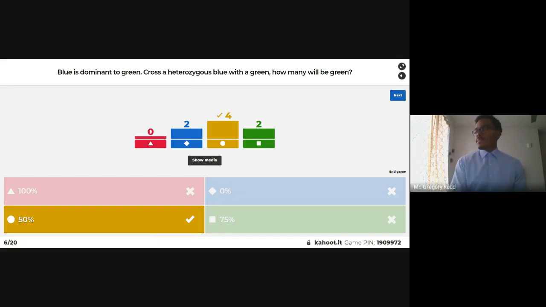All right, 50%. Good. So some of you are probably getting so good at these Punnett squares that you can start to see them in your head. But what we should imagine now is we've got a heterozygous blue. That means one capital B and one lowercase b. We've got a green, which means two lowercase b's. When I cross those, I end up with two offspring that are heterozygous, capital B, lowercase b, and two offspring that are homozygous recessive, two lowercase b's. So my chances of having a green whatever, which would be homozygous recessive, are 50%.